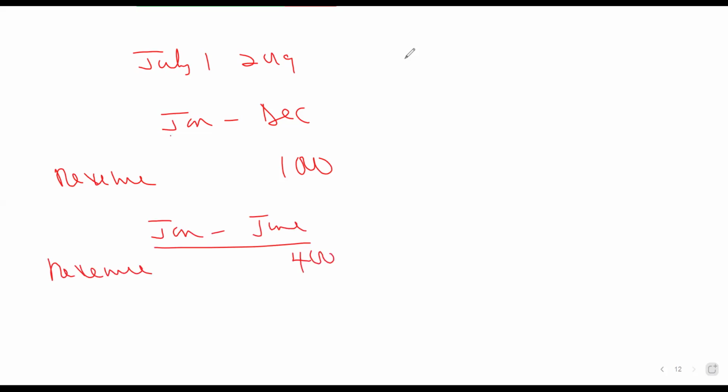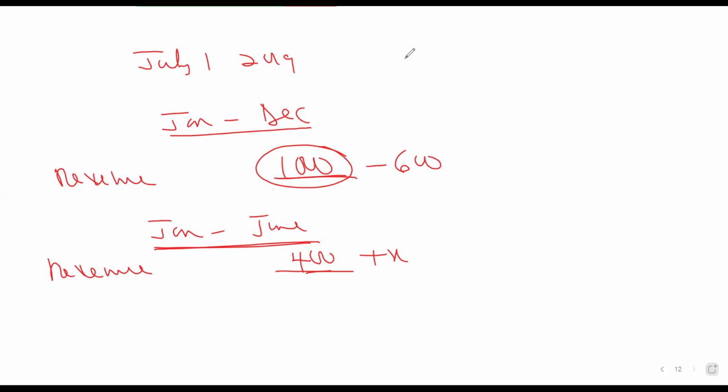Because the full year, which is January to December, is 1,000. But the first 6 months before the acquisition was 400. It means that the last 6 months will be 600, because 400 plus the last 6 months will give you the 1,000, which is the total. So you just subtract the figures from the total figures of the subsidiary, or the year figure, to get that one. They can also bring you something like that.